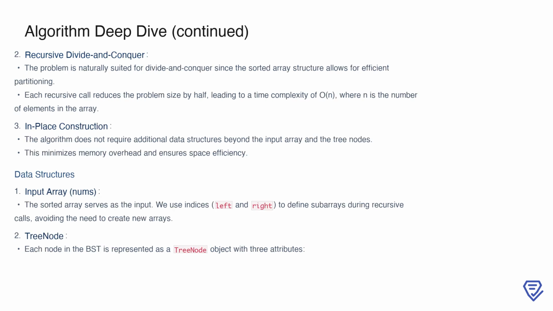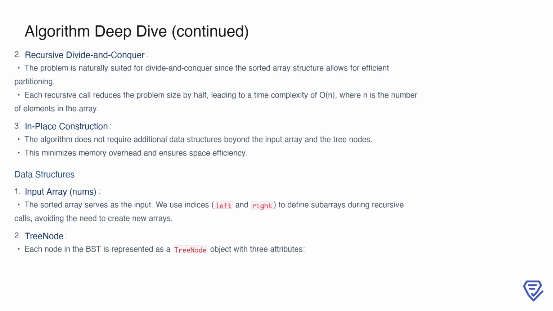The divide and conquer strategy is naturally suited for this problem because the sorted structure of the array allows us to efficiently partition it into smaller segments. Each recursive call halves the size of the problem, leading to a time complexity of O(n), as each element is processed exactly once to create a tree node. Additionally, the algorithm is space efficient since it does not require the creation of new arrays.